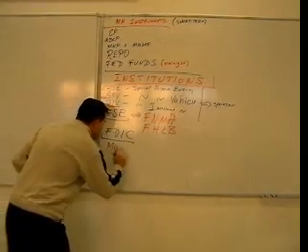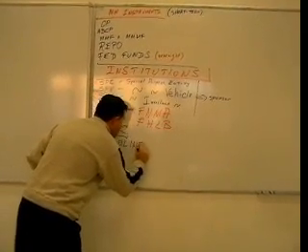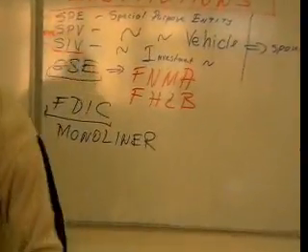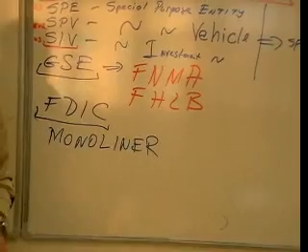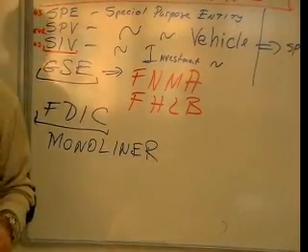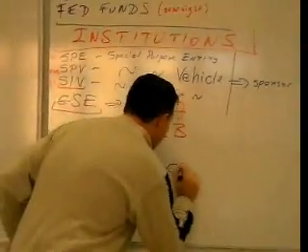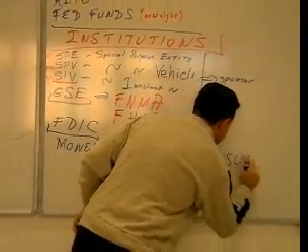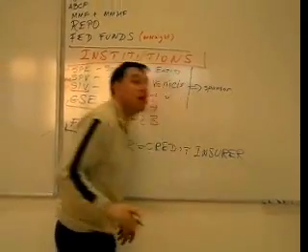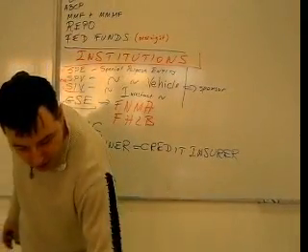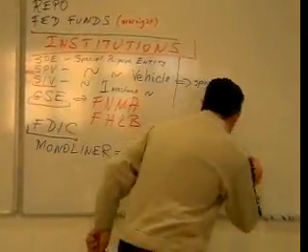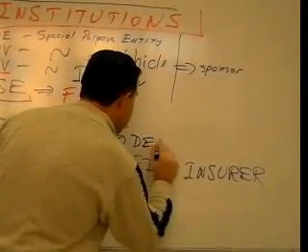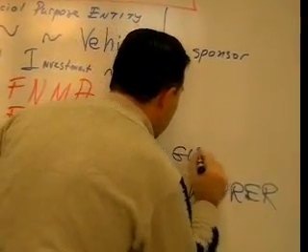Another institution is monoliners. I mentioned them. A monoliner is also known as a credit insurer. Credit insurer, let me write it out. And it is also known as, let's put in here another arrow, debt guarantor.